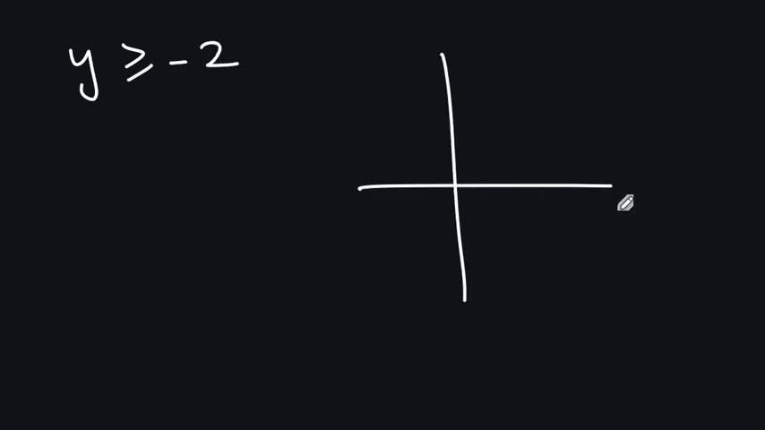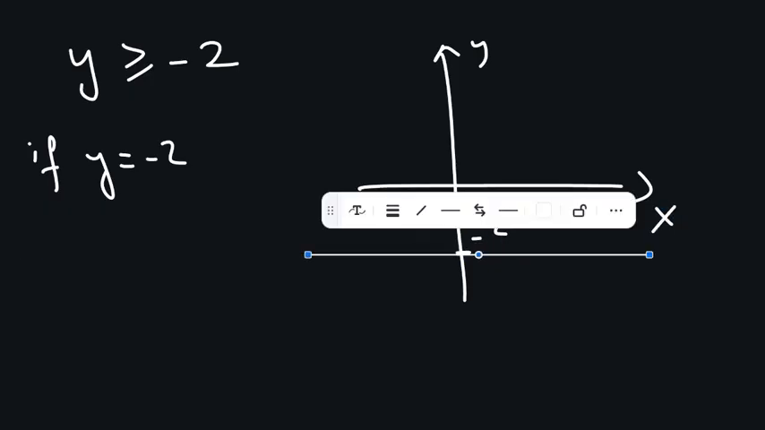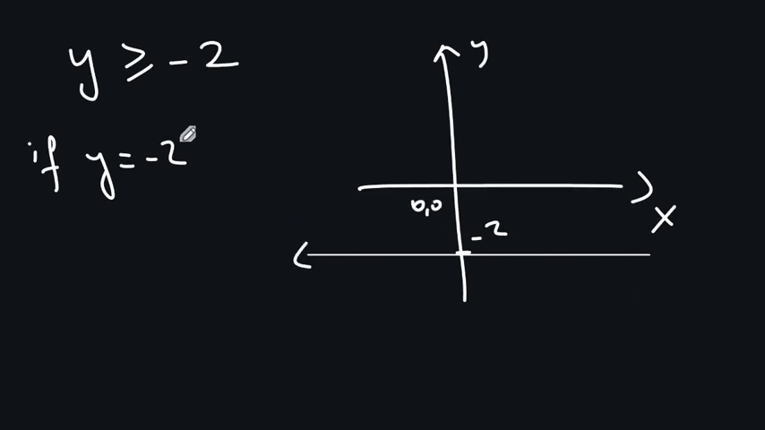So let's do one more example. y greater or equal than negative 2. Let's draw the xy coordinate plane. That's 0, 0. So let's assume that y equals negative 2. So that's here. If y is negative 2 here, since it's greater or equal, the line will be a solid line. The points on the line are included in the solution.